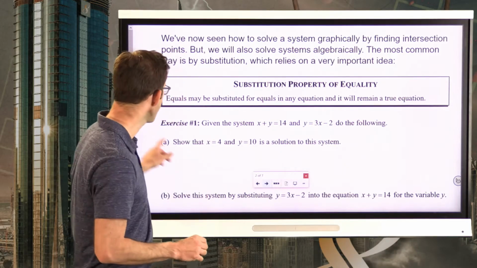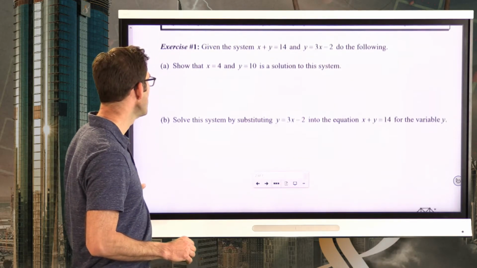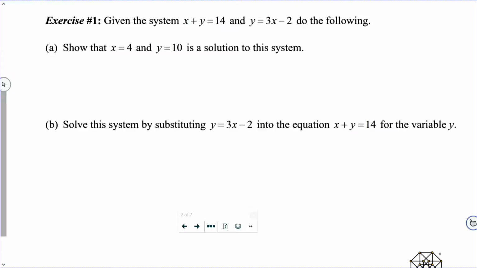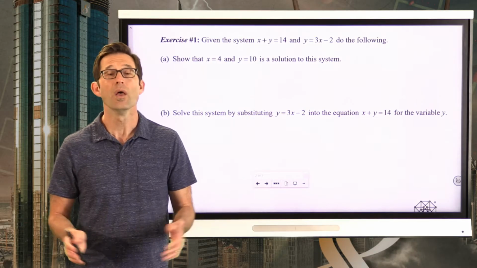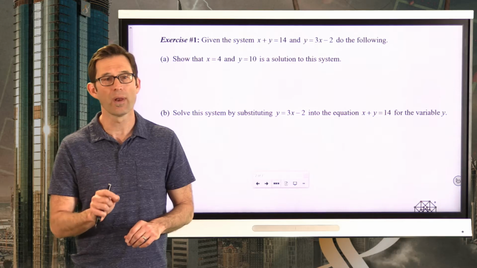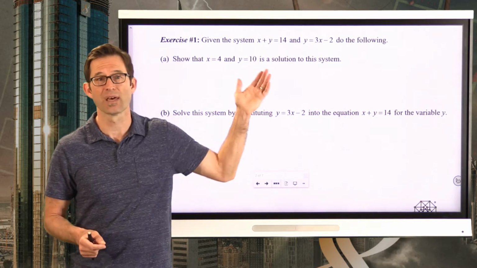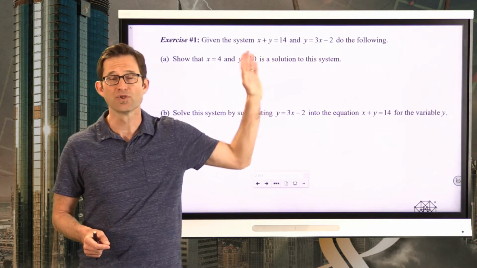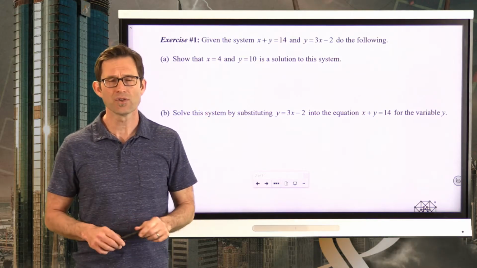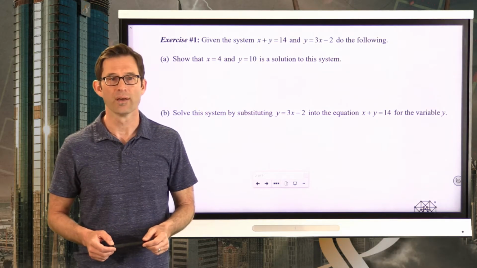So let's see how that plays out in exercise number 1. Given the system x plus y equals 14 and y equals 3x minus 2, do the following. Letter A. Show that x equals 4 and y equals 10 is a solution to this system. All right, great. So why don't you go ahead and do that? We reviewed how to check to see if a particular set of values was a solution to a system. Pause the video and just make sure that you review that very important idea.